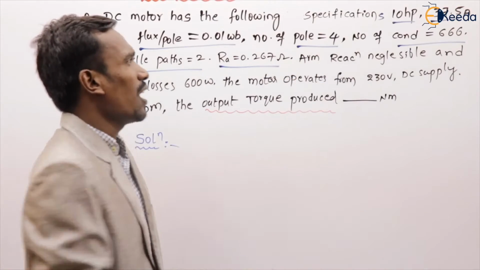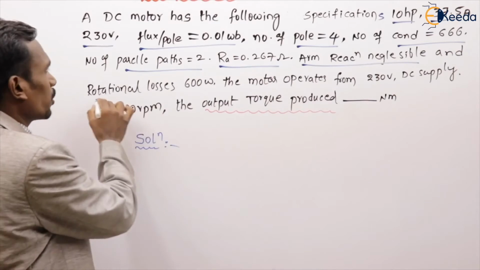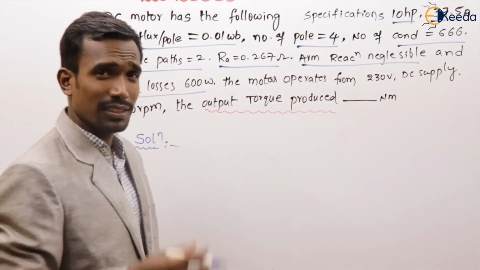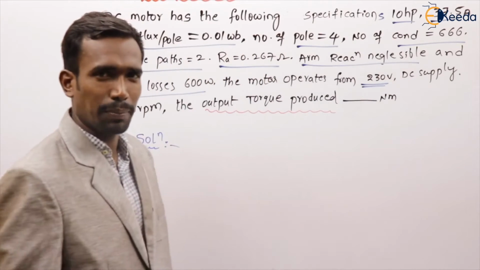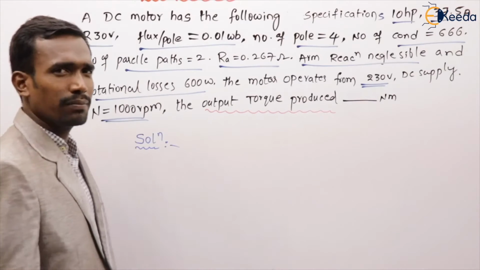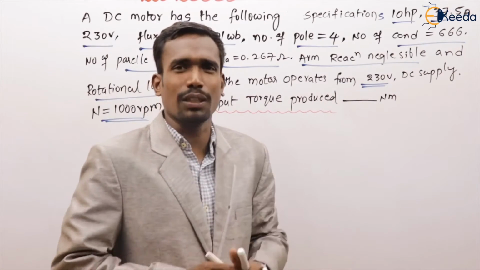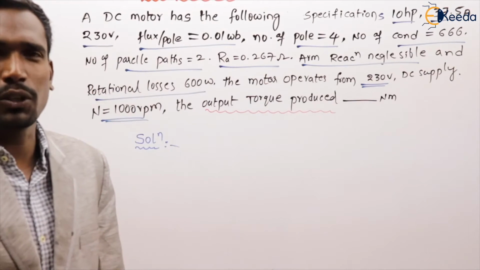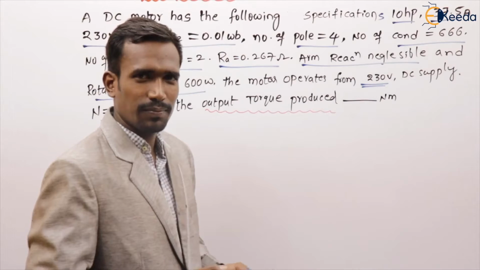Now, armature reaction is negligible, they said that, and rotational losses are 600 watts. The motor operates from a 230 volts DC supply. Speed they have given is 1000 rpm. We have to find the output torque produced in Newton meters.